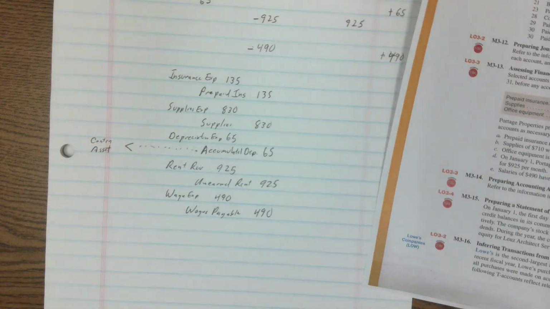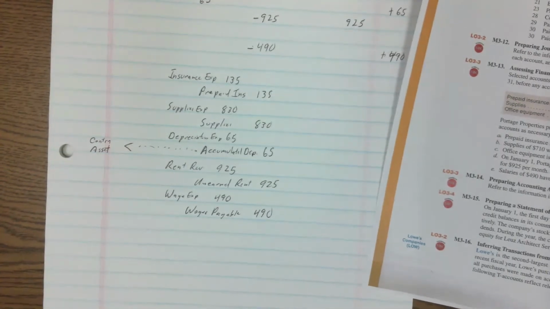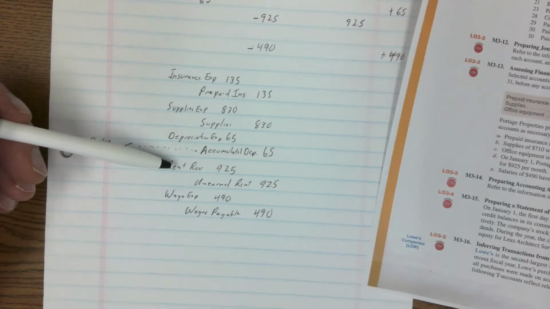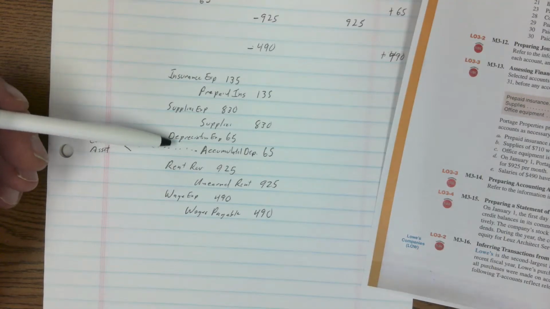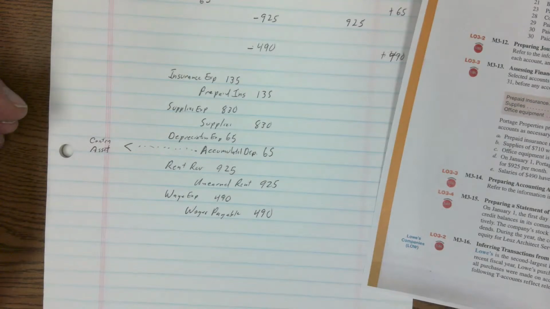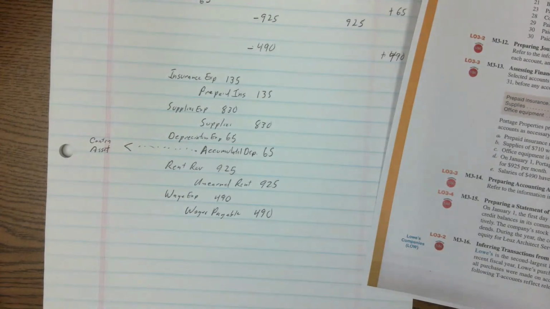And so those are adjusting entries. You'll notice most of the adjusting entries had to do with some type of expense: insurance expense, salaries expense, wage expense. This was a revenue, right? But most of them have to do with expenses. And so those are adjusting entries, and we have to do those before we can prepare the financial statements. All right, so I'm going to stop here on this one, and we will talk to you later.